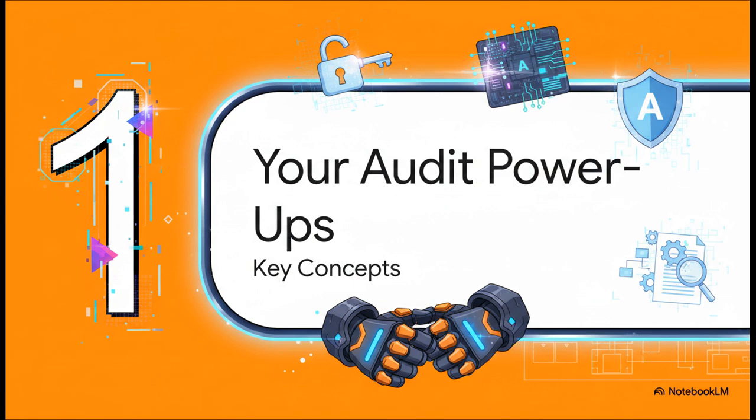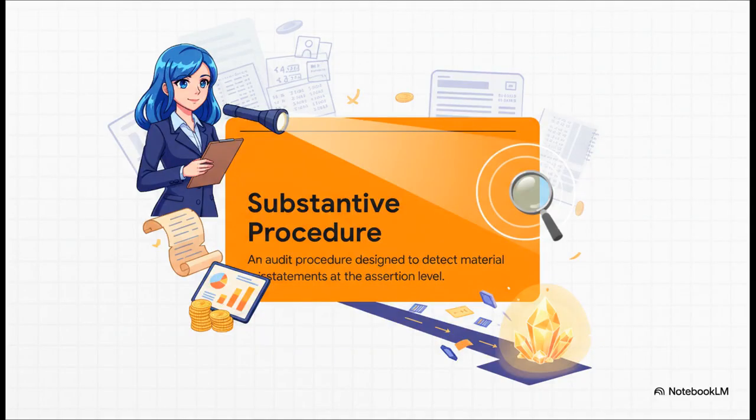Okay, before we get to the cheat code itself, we need to pick up a few power-ups. These are the key concepts you've got to know. And look, we're not memorizing a textbook here. We're building an arsenal. First up, the substantive procedure. So forget the fancy definition for a sec. Just think of yourself as a detective. You're on a quest to gather hard evidence. You're not just taking the company's word for it. You are dusting for fingerprints to find those major errors in their financial story.